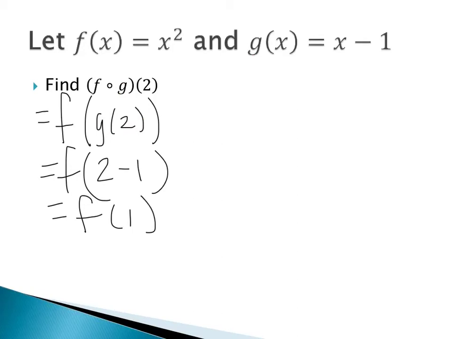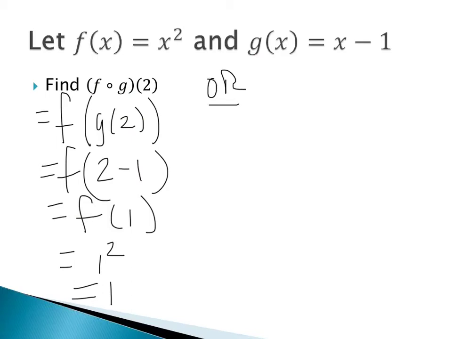Now we're back to that old notation, f of some value. That means take this 1 and substitute it into this original function. So we get 1 squared, which is just 1. That is f composed of g of 2. Another way that we could do this is to actually take that g of 2 and do it separately and put it inside, or we could find f composed of g and then evaluate it at 2, like this.